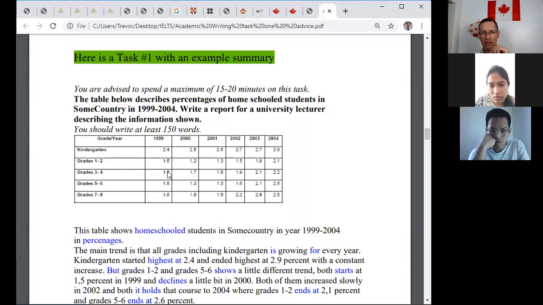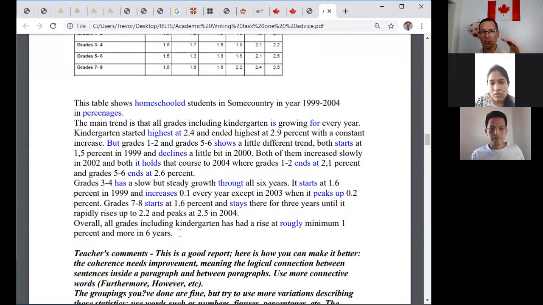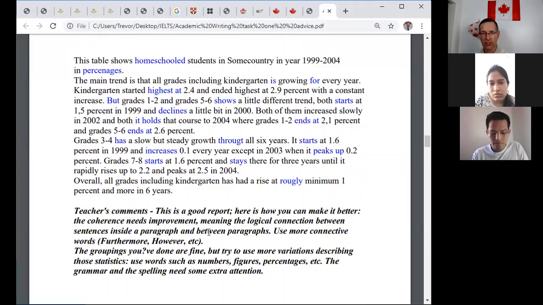So if I look at 1 and I look at 3, 1.6, 1.7, 1.8, 1.9, both of these trends are similar, so I can describe them together. The kindergarten and grades 3 to 4, both of them are gradually increasing. Grades 1 and 2 and grades 5 and 6, they both start, they drop, and then they go up. So I look for similar trends that I put together, and then I write it in several paragraphs on what's happening in each section. And again, like I showed you here, there's some comments that were given from this teacher, what was good and what are some areas that they need to change.